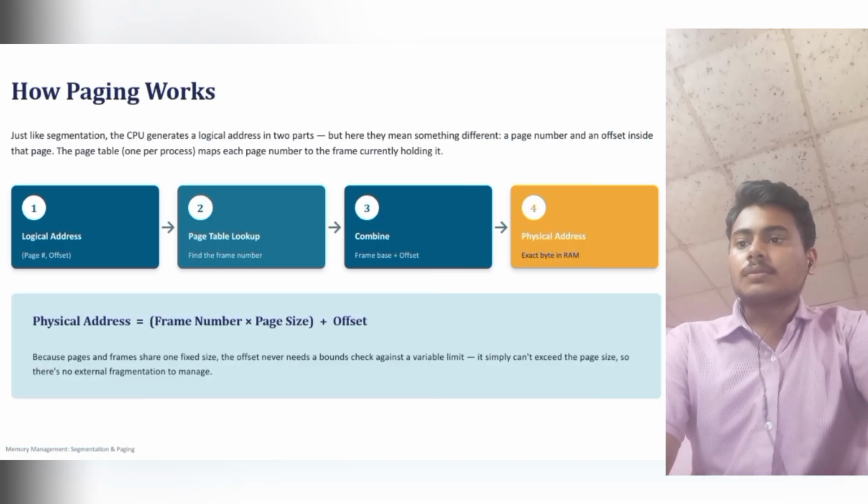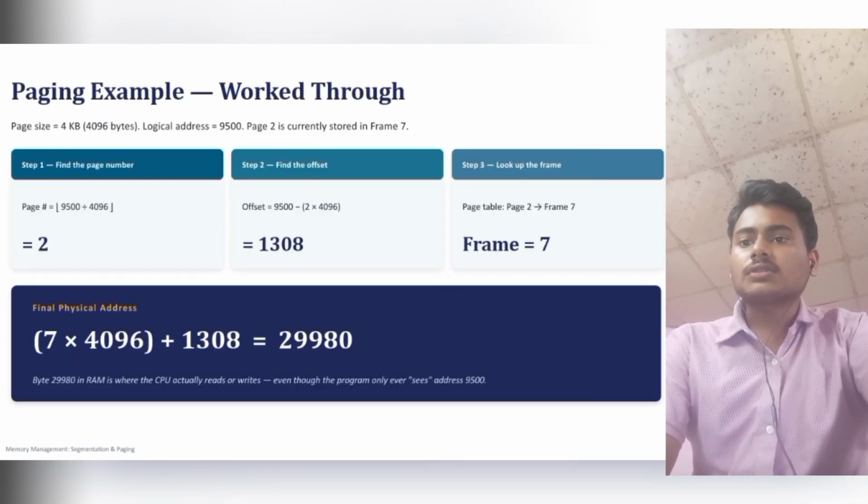Slide number 10. Paging example. Say our page size is 4 kilobytes. In numbers, that's 4096 bytes. Our address is 9500. Step 1. Find the page number. Divide 9500 by 4096 and round down. That gives us page 2.